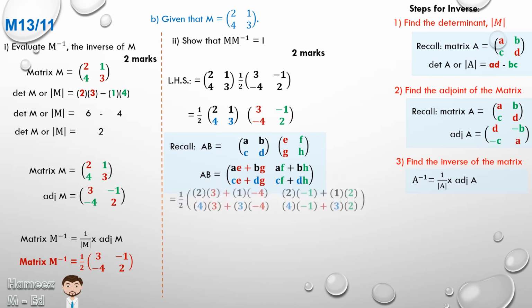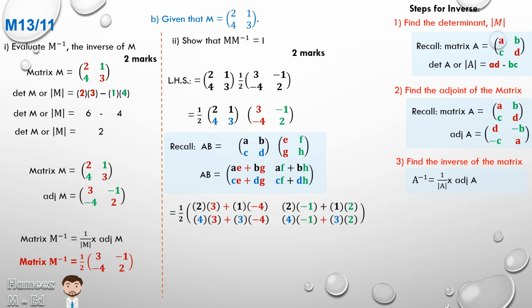So we're going to get a half by the black terms, 2 by 3 plus 1 by minus 4. So that's the black by the red, and then the black by the green, 2 by minus 1 plus 1 by 2, and then the blue by the red and the blue by the green.